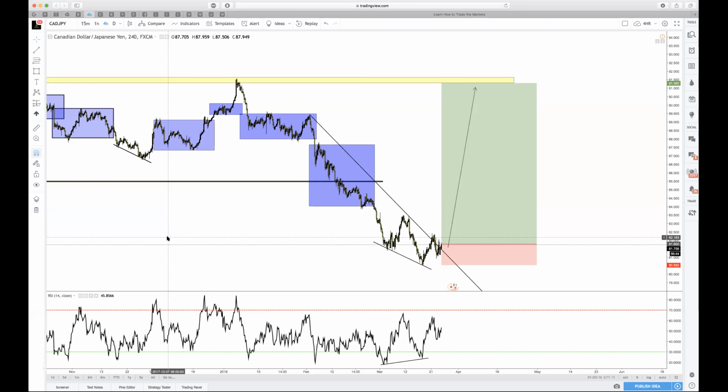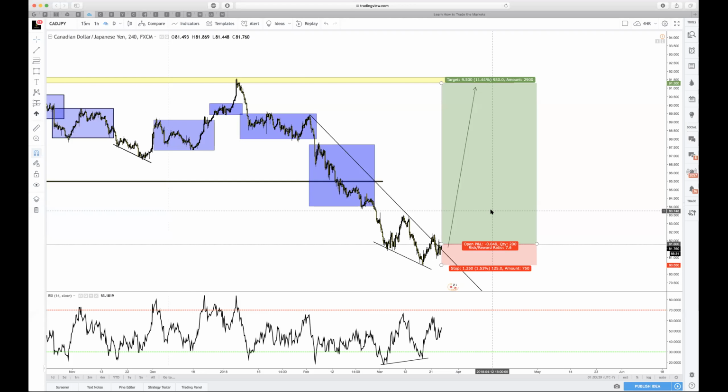Stop loss is 80.55. Take profit is 91.3. Okay, that's it. That's it. This is a risk reward of 1 to 7. Think about it, guys. It's a big difference. Not 1 to 3, not 1 to 6. It's 1 to 7. That's the thing, you know.